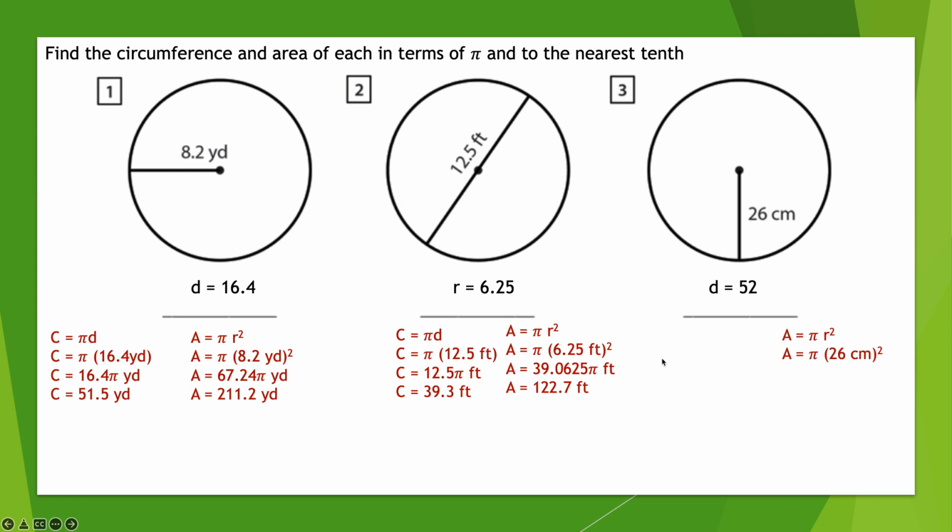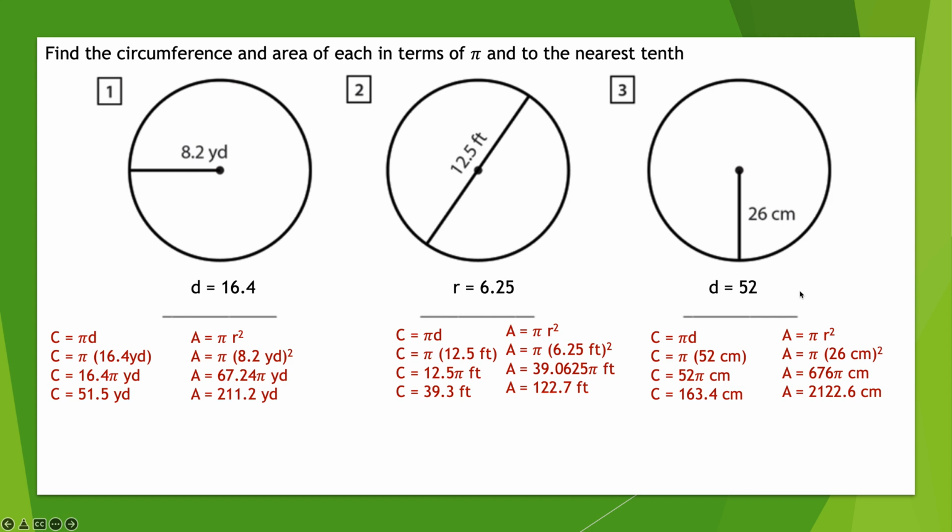We did area first this time. That's strange. Okay, so let's do the area. Area is pi r squared, so the area is pi times 26 squared, which is 676 pi centimeters. And if I put in 3.14 for pi, I get 2122.6 centimeters. Now, as far as the circumference goes, that's pi times diameter, which is pi times the whole 52 centimeters all the way across, which is 52 pi centimeters. And then plugging in the 3.14 for pi, I get 163.4 centimeters.